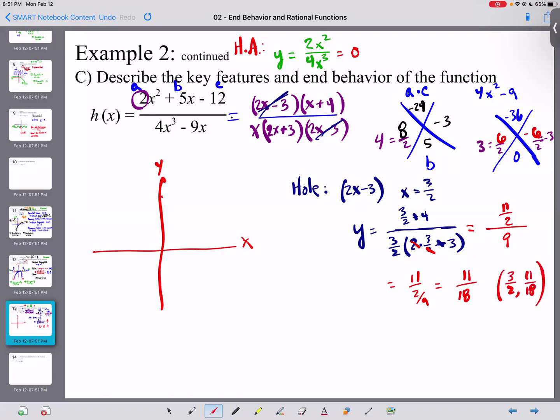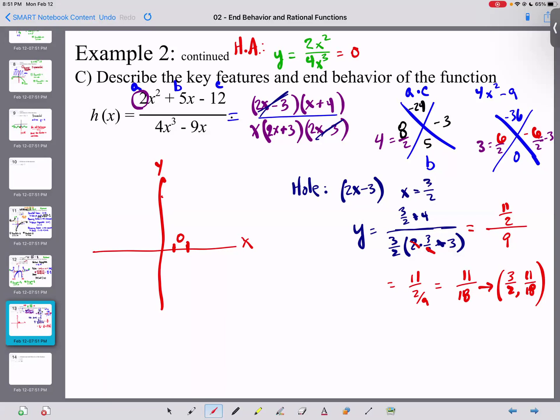Now that was a lot of math, which I don't necessarily want to get into today, but that's where that hole would be. So somewhere between 1 and 2, that's 3 halves, we'd have a hole at 11 over 18. So somewhere in there, we're gonna have a hole.